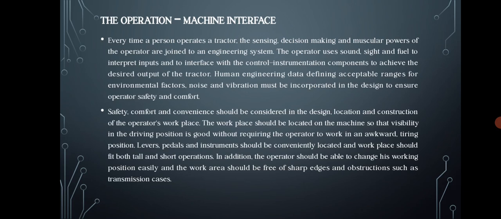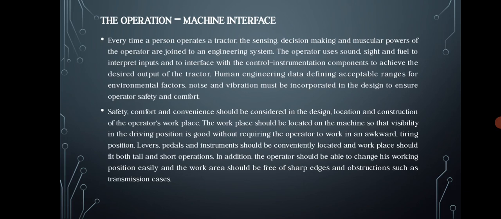The operator machine interface. Every time a person operates a tractor, the sensing, decision making and muscular power of the operator are joined to an engineering system. The operator uses sound, sight and feel to interpret input and to interface with the control instrumentation components to achieve the desired output of the tractor. Human engineering data defining acceptable ranges for ergonomic factors, noise and vibration must be incorporated in the design to ensure operator safety and comfort.